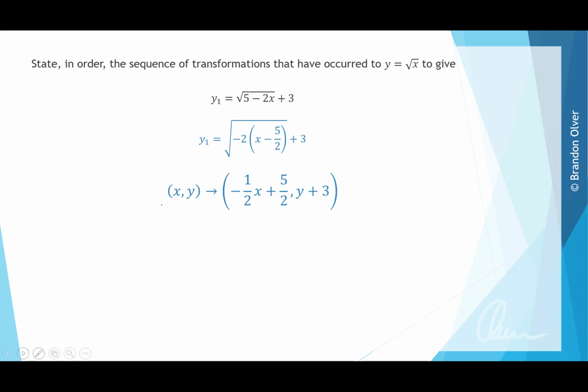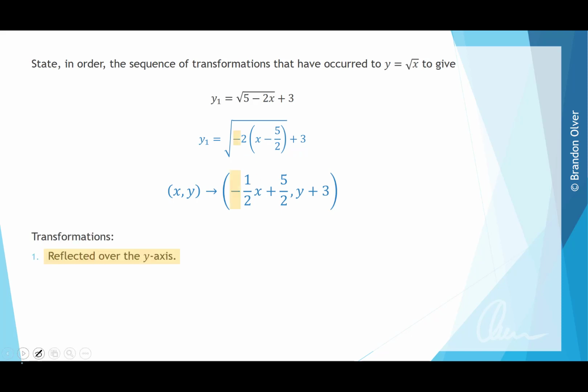From the previous slide, we found this mapping notation, which we will now use to interpret the transformations that have occurred to y equals the square root of x to give this equation y1. It's also important to note that we can determine the transformations directly from the rule, but to do that we need it in a certain form. And that form needs to have the negative 2 factorized out from the expression under the square root sign. So here we have that equation, and we'll see how this links with the mapping notation to give us the transformations that have occurred.